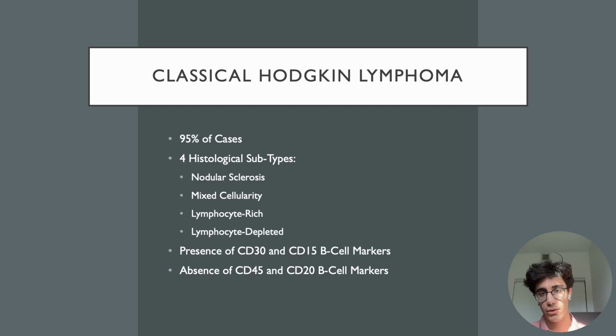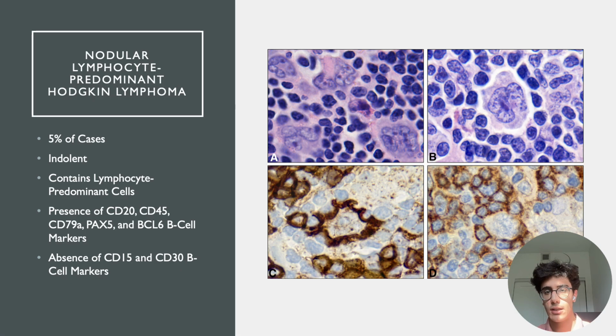Now, the marker profile for classical Hodgkin lymphoma is the presence of CD30 and CD15 B cell markers and the absence of CD45 and CD20 B cell markers, both together.